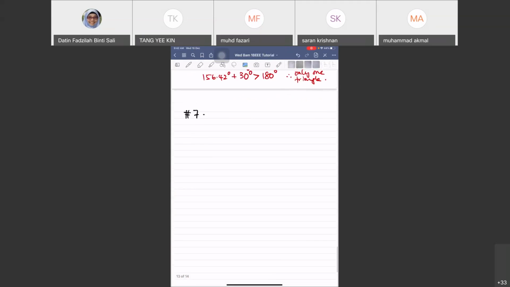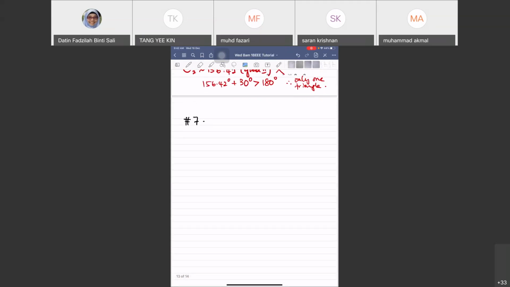Okay, question 7. Let me see from the chat. No triangle exists. None. No solution. Everybody got that one? You got the same thing? Okay. So no triangle exists. This is the answer from the chat. None means no solution.